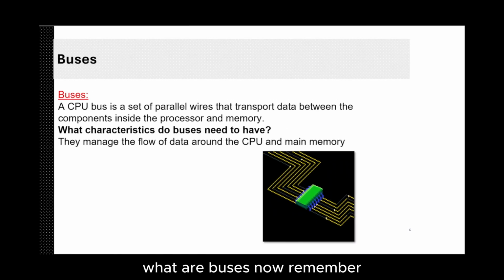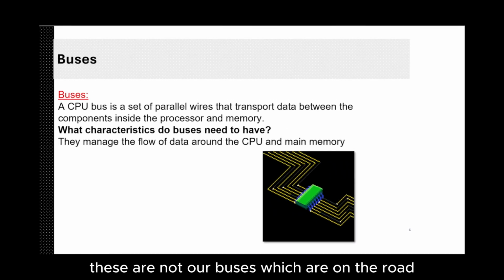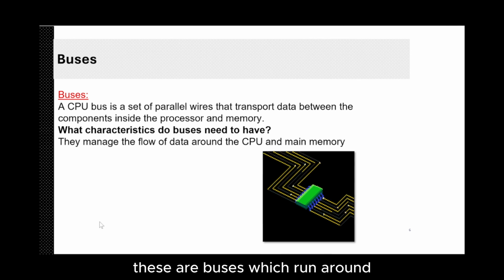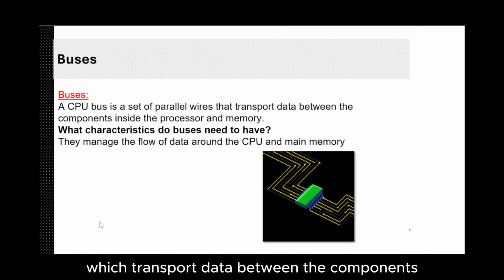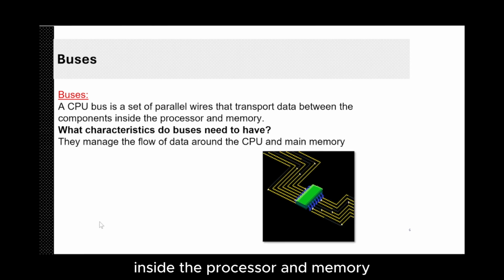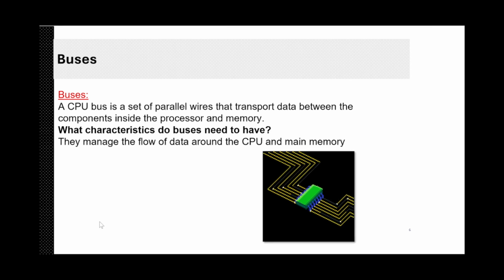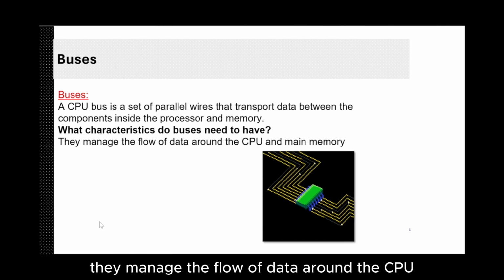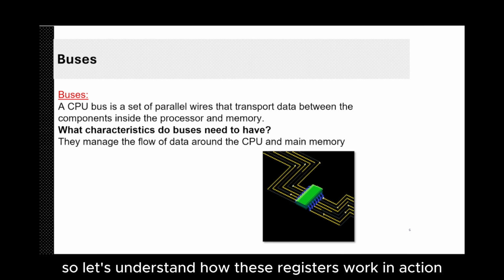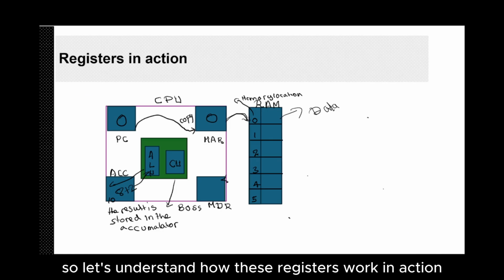What are buses? Now remember, these are not the buses which are on the road. These are buses which run around, like cables or wires, which transport data between the components inside the processor and memory. What are the characteristics of buses? They manage the flow of data around the CPU. So let's understand how these registers work in action.